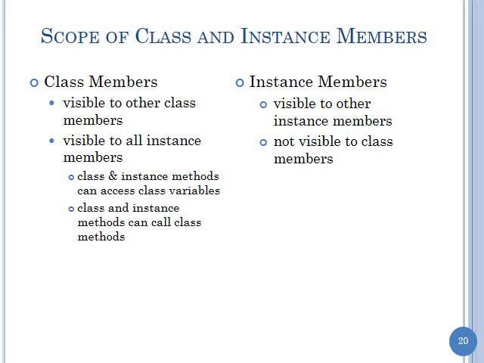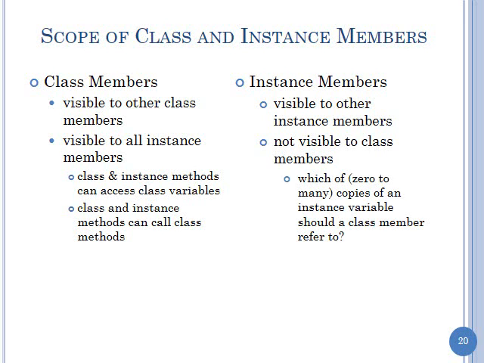So why is that the case, by the way? Why this asymmetry? Why couldn't a static method call and refer to an instance variable? Theoretically, you would not know which one to call. Doesn't make sense, right? There's no distinguished instance. So you can't go to a factory and say, how many miles have you driven? Right? Doesn't make sense. So which of 0 to many? There could be no instance, or there could be multiple instances. Should the class member refer to which one?